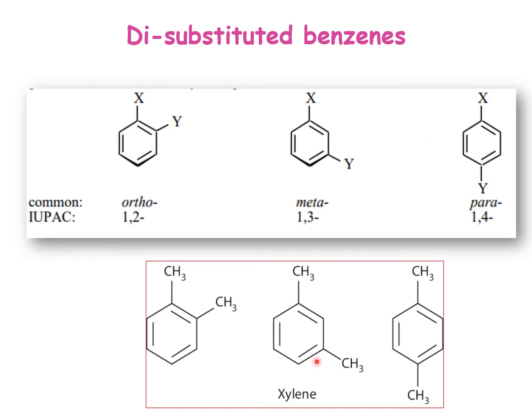Say in case of xylene, xylene contains two substituents. Both are methyl group. So this is orthoxylene, this is metaxylene, and this is paraxylene. Similar to the meta, as we have two possibilities, ortho also we have two possibilities, one on the right hand side, one on the left hand side.